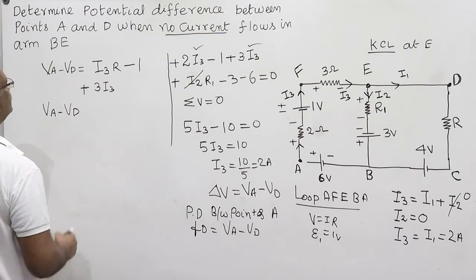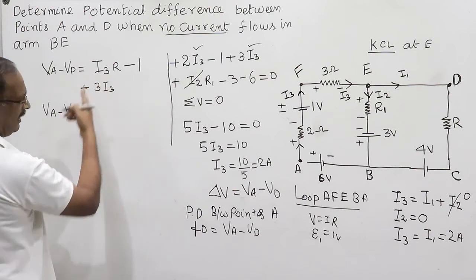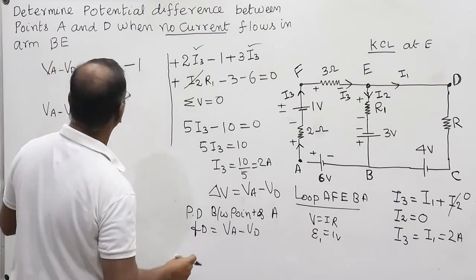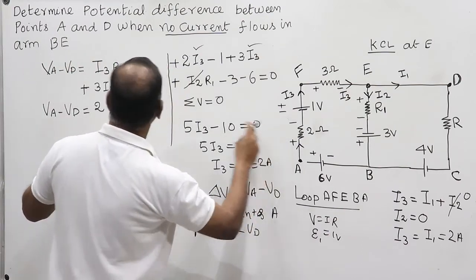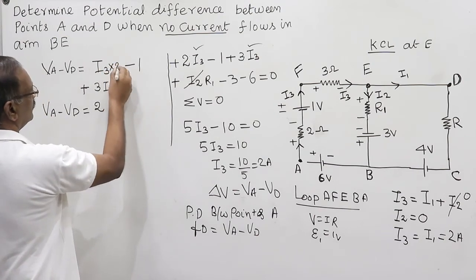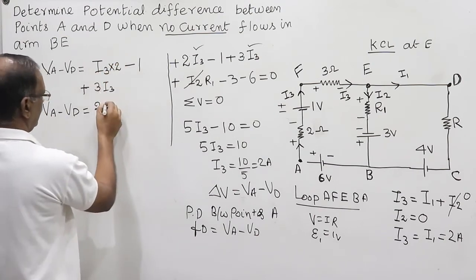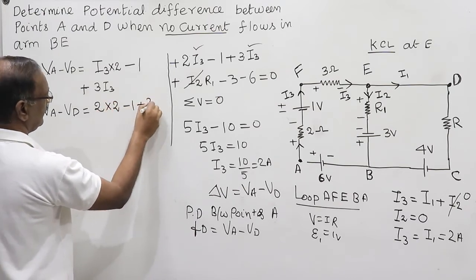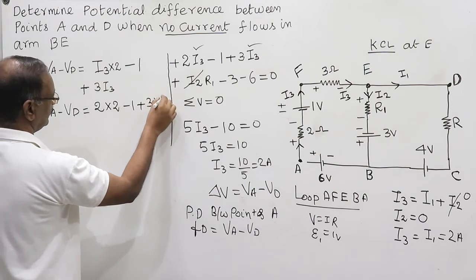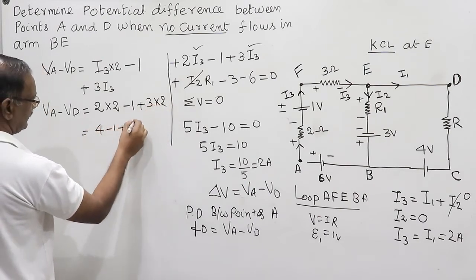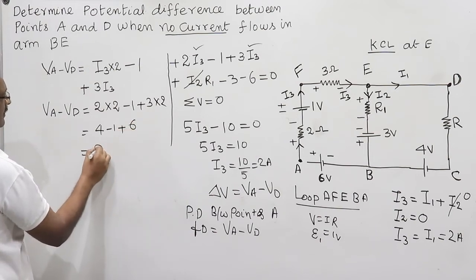So VA minus VD is equal to I3 into R. I3 is equal to 2 ampere, so 2 into R. What is this R? This is I3 into R, and this is into 2. So 2 into 2 minus 1 plus 3, with I3 equal to 2 ampere, is equal to 4 minus 1 plus 6, which is equal to 9 volt.